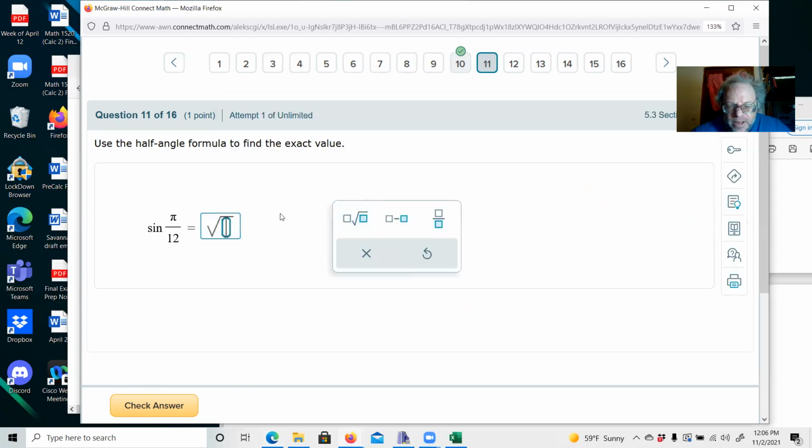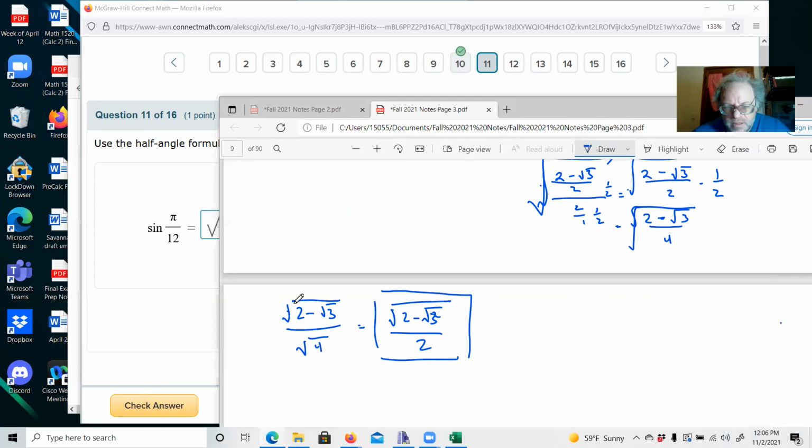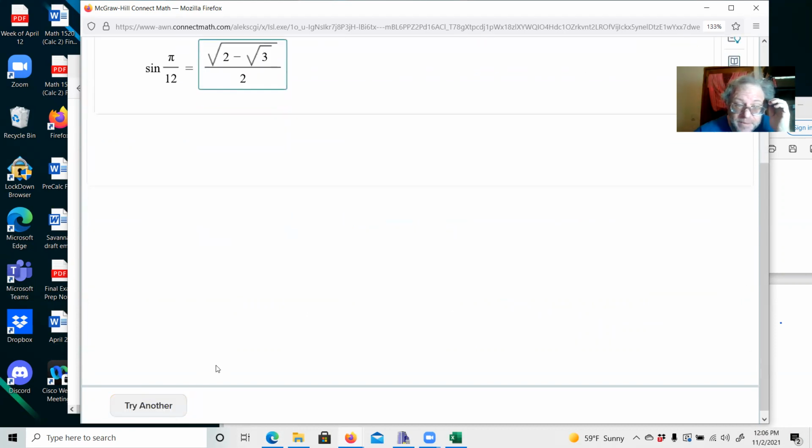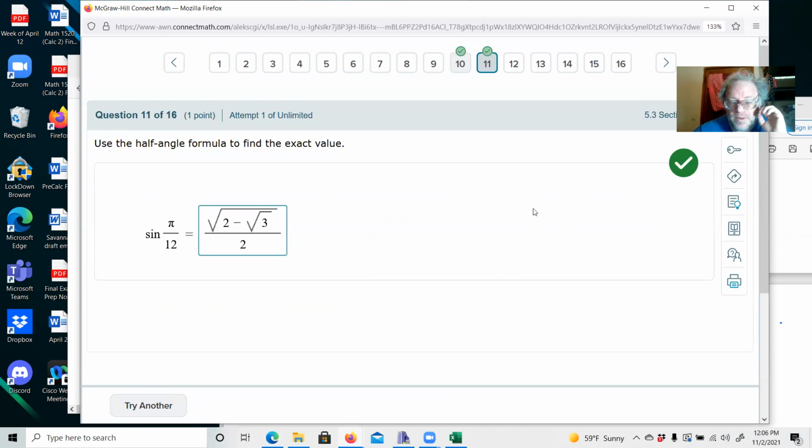So we're going to write down the square root of 2 minus square root of 3. Okay, that's what we have. We'll do it this way, all over 2. All right, moving on.